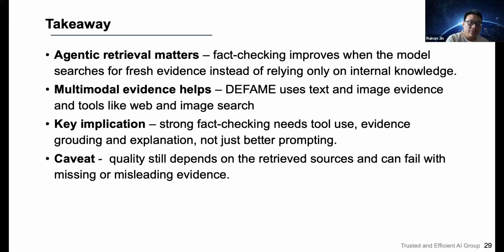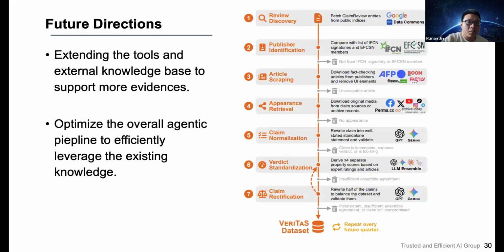And another thing from the failure case analysis is that the quality still depends on the retrieved sources and can fail if the evidence is misleading. So this brings us to the future directions of fact-checking studies. One is that people may need to consider extending the tools and external knowledge bases to support more evidence, because evidence is important for the verification.